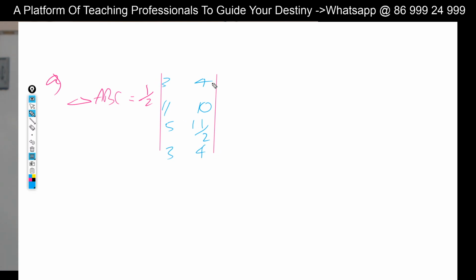What is the formula now? x1, y1, x2, y2, x3, y3, and again x1, y1. Now, apply the cross multiplication method or matrix multiplication method. Mind calculation, please. 3 into 10, 30. 30 minus 44 is minus 14, and it is 11 into 11 by 2, that is 121 by 2, minus 50, and it is 5 into 4, 20, and it is minus 33 by 2.